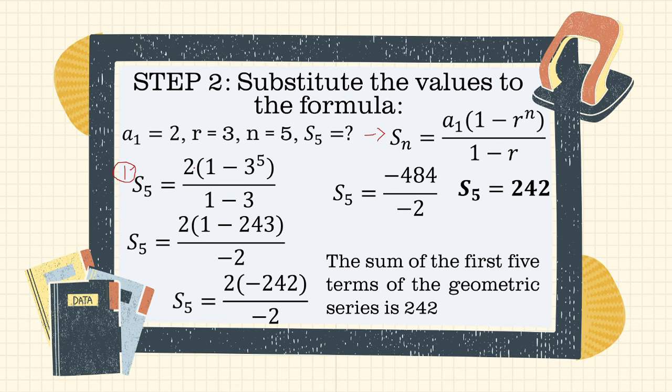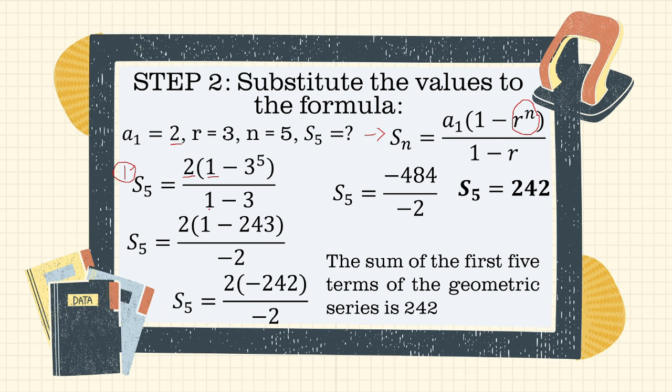times 1 minus 3 raised to 5, over 1 minus 3. Where did we get the a of 1? Here. Since a of 1 is 2, times 1 minus 3 raised to 5. Where did we get the 3 raised to 5? Here. In our formula, r is 3, and our n is 5. Okay?